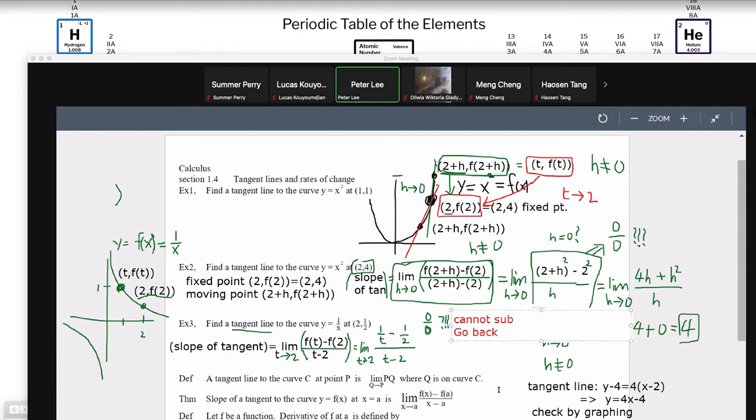Okay, let me write that in red. Okay. So now let's do this here. How do we do this? How do you evaluate the limit? We want to know what this thing really approaches.